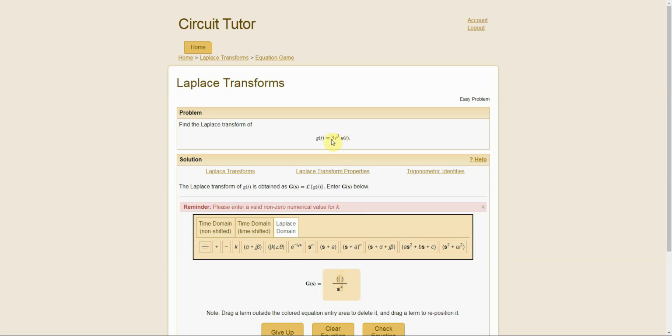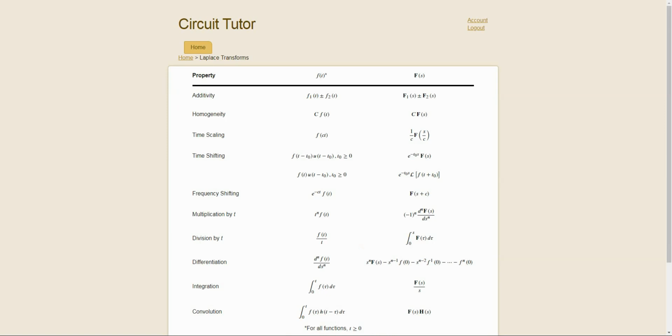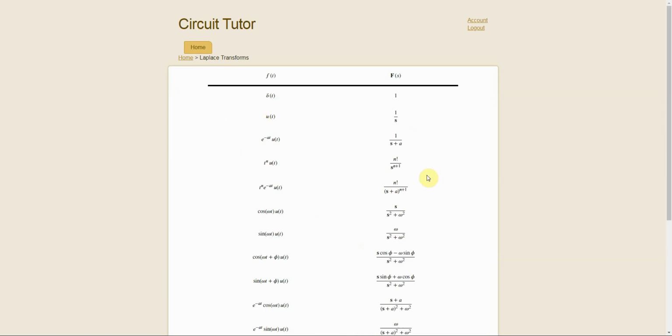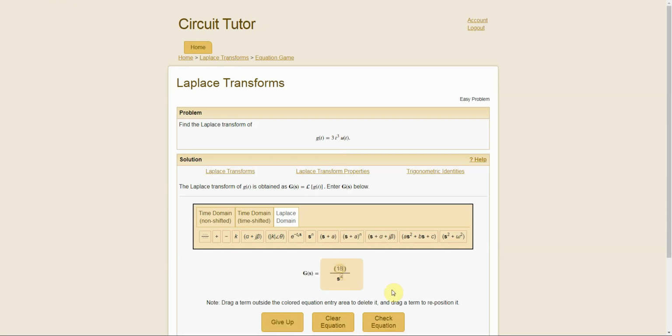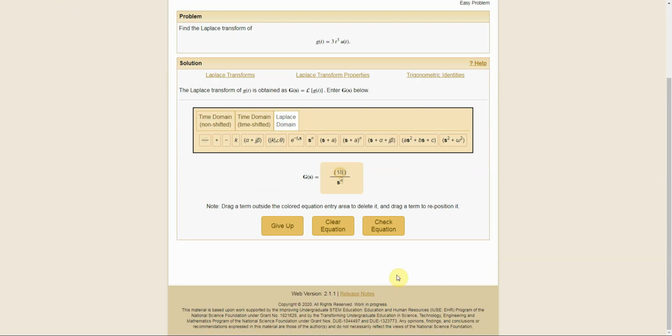And then remember we have, this would be 6 over s to the fourth, as we determined from the table that I went through before. But now it's multiplied by the 3, so that's going to have to be an 18. So we just put that in there, and then we can check the equation here.